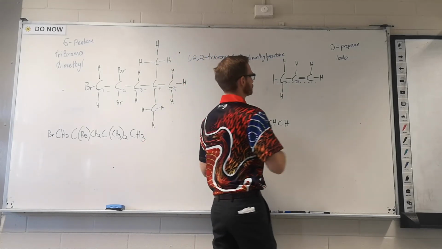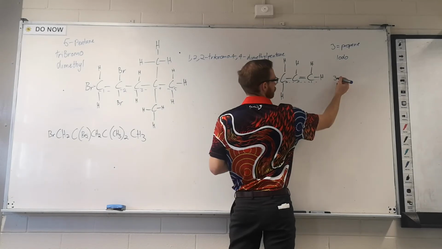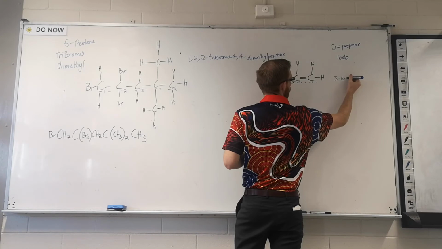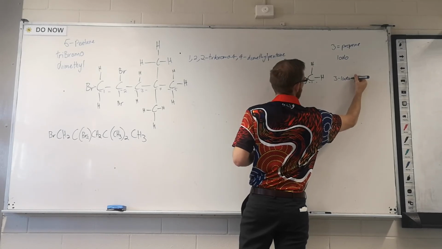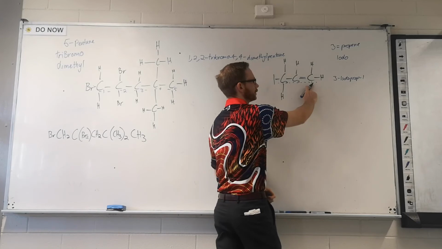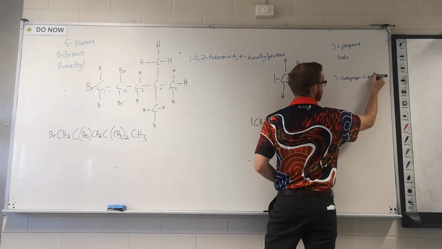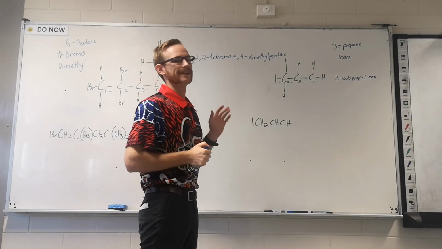So the name of this is going to be 3, we always do functional groups first, 3-iodo, and this is where it gets a bit weird, but iodoprop, and you stick the 1 because it's attached to the first carbon at the double bond, 1-ene. So this is 3-iodoprop-1-ene.